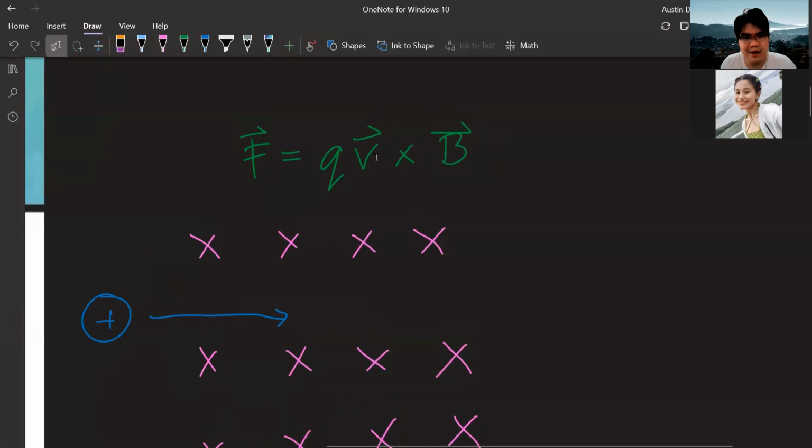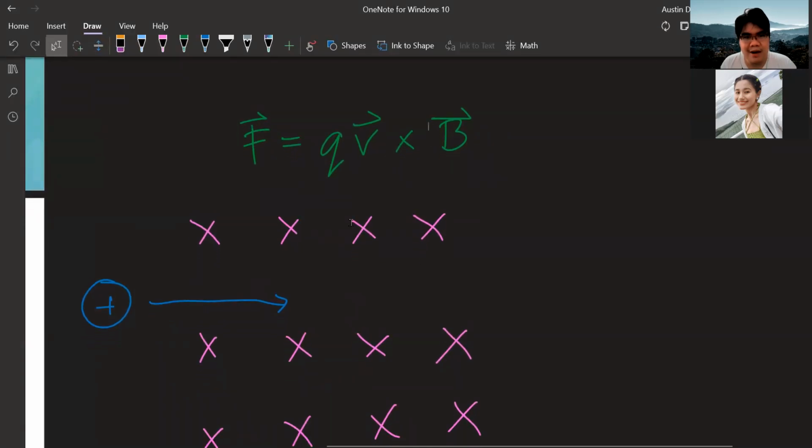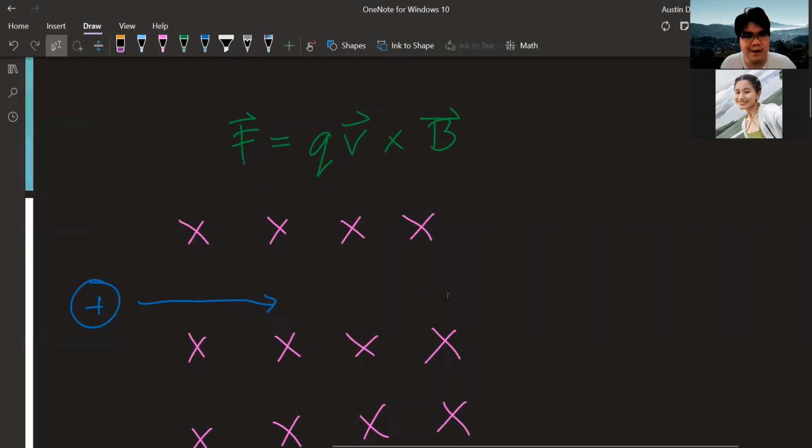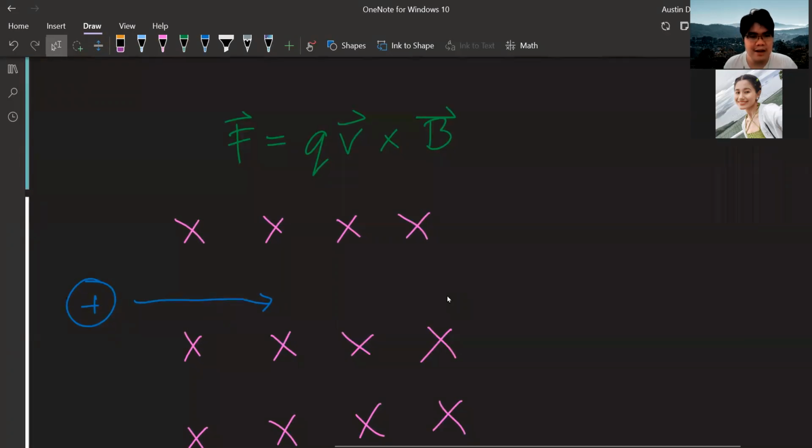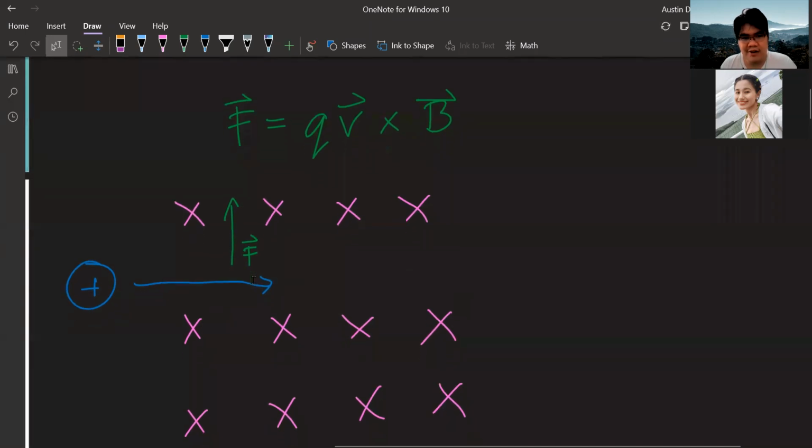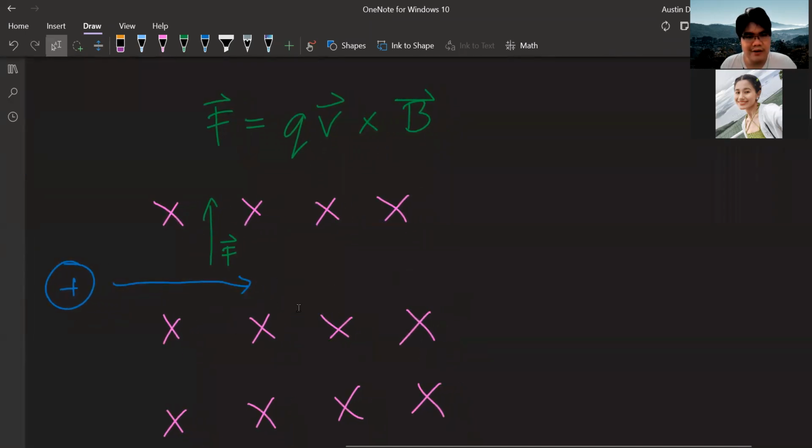QV cross B. So, V cross B, magra-right hand rule ka para maalaman mo yung direction, di ba? So, V natin, yung motion natin, yung speed mo, velocity is going to the right. And then, your B is pointing towards the page, into the page. Okay, so by the right hand rule, alam natin that this charge is going to feel an upward force. Tama ba? Try nyo right hand rule. Okay, so ito yung makukuha nyo.